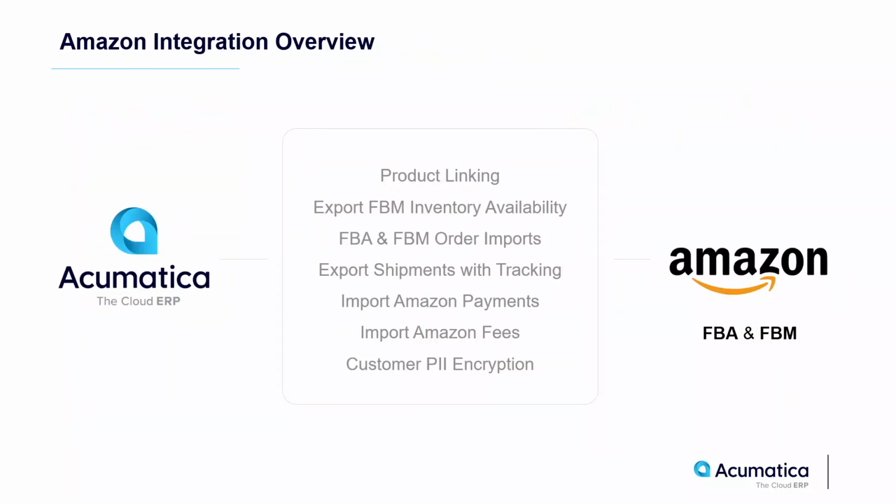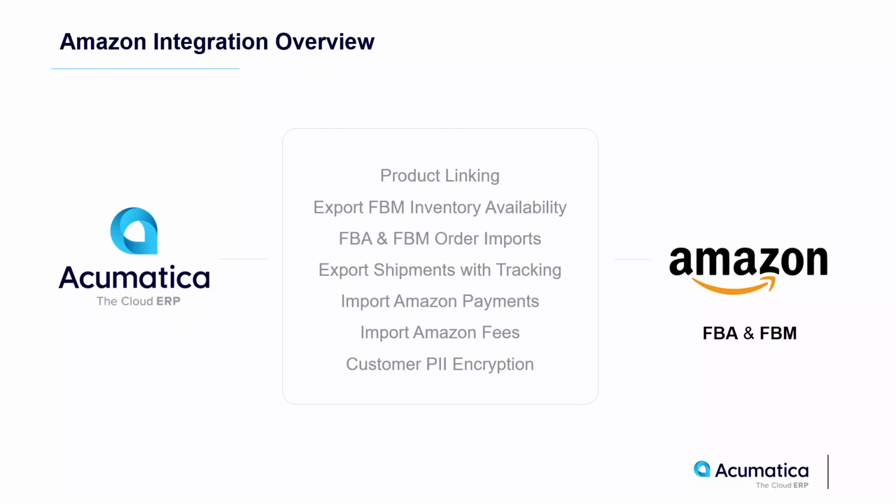First of all, let's talk through what is connected between the two systems. So, number one, we're covering Amazon FBA and FBM. Those acronyms stand for Fulfilled by Amazon and Fulfilled by Merchant. They're the two different ways that you can sell on Amazon.